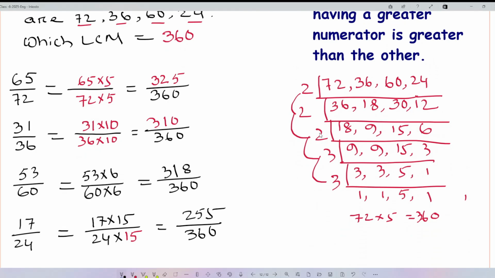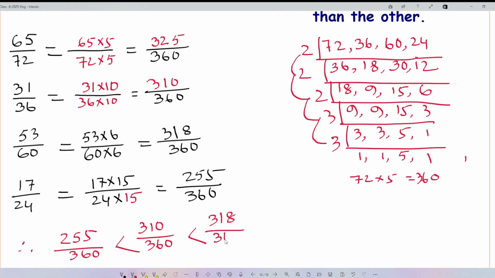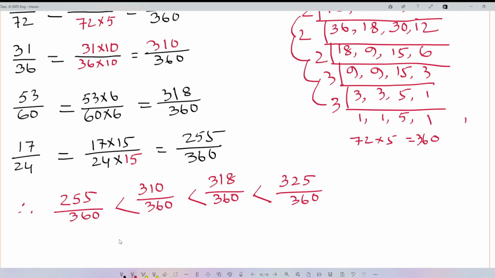Now for small to large, so we can write which one is small. 255 divide 360, right? Then next this one, which is 310 divide 360. Next this one, 318 divide 360, and finally 325 divide 360. So what will be the answer?